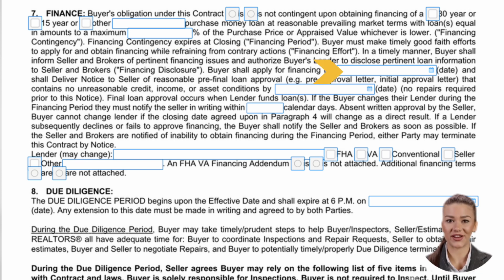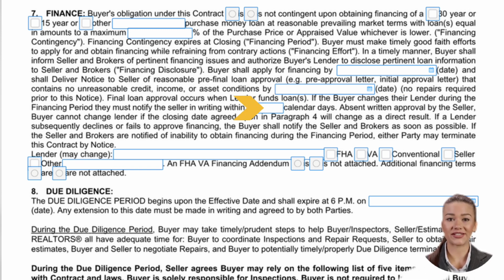The buyer shall apply for financing by a specific date, and shall deliver notice to the seller of reasonable pre-final loan approval by a specific date. Ensure this date is not too close to the closing date, as the seller is not required to make any repairs until they receive this notice.